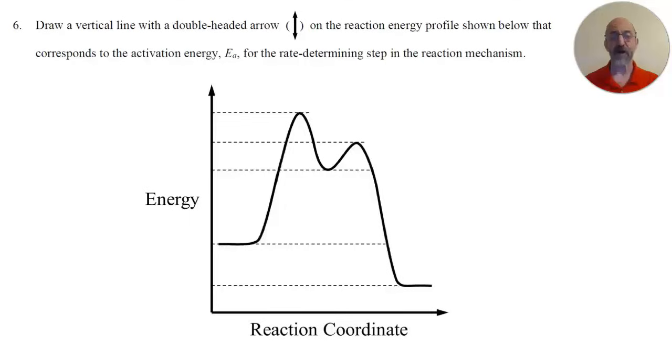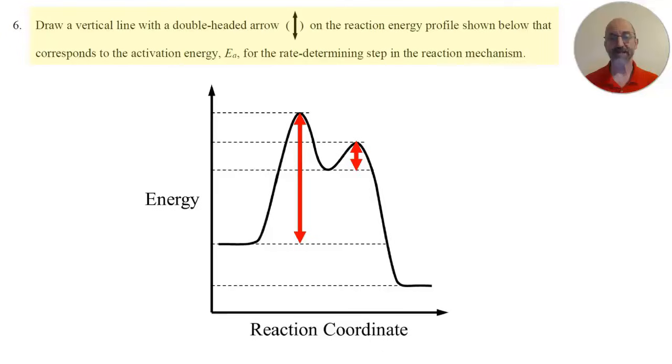Here in question 6, we are also given an energy profile, and it says, draw a vertical line with a double-headed arrow on the reaction energy profile shown below that corresponds to the activation energy for the rate-determining step in the reaction mechanism. Now, I can put an arrow on this diagram for the activation energy of step 1, and I can also put an arrow on this diagram for the activation energy of step 2. But in question 6, we don't need to draw 2 double-headed arrows. We have to focus our attention on the rate-determining step in the reaction mechanism.